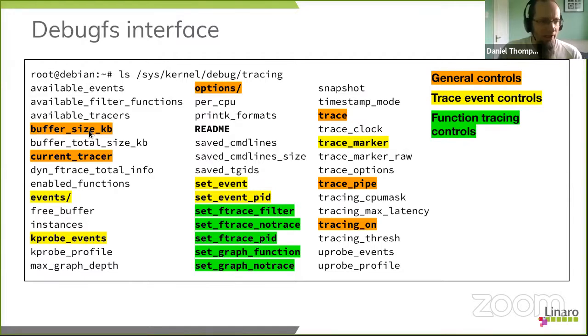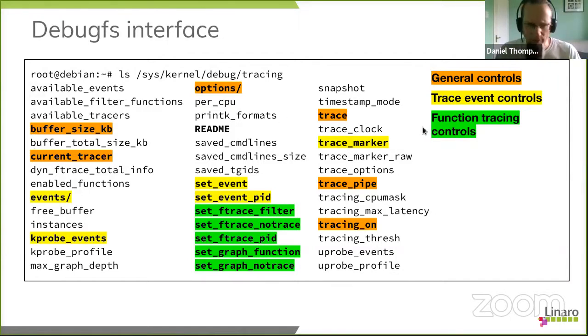There's things like buffer size in KB. Obviously, with any tracing system, you may have to tune the buffer sizes so that you don't circle too soon and things like that. So that's available to work with.